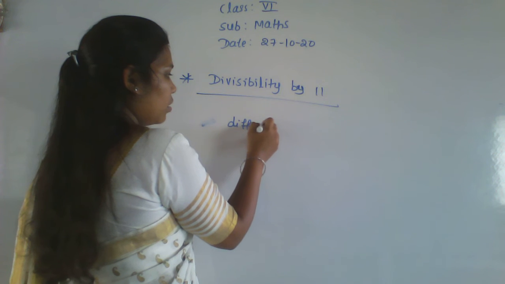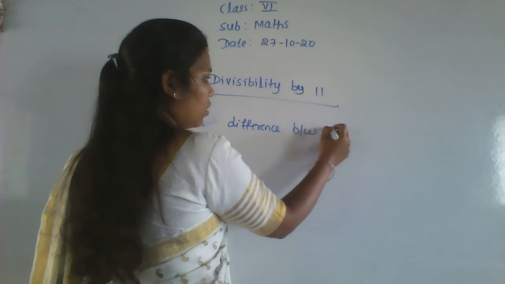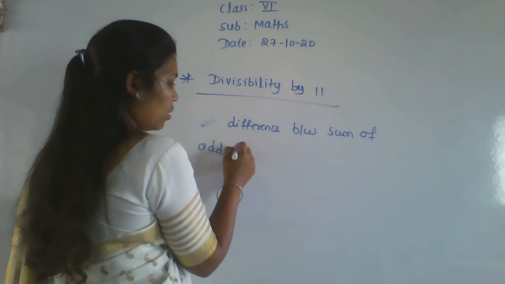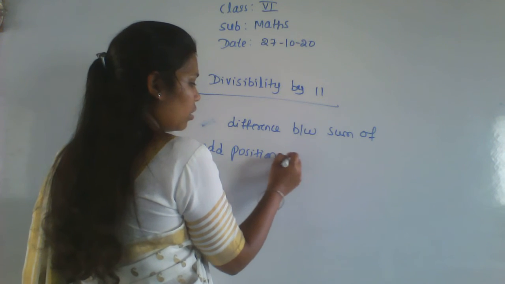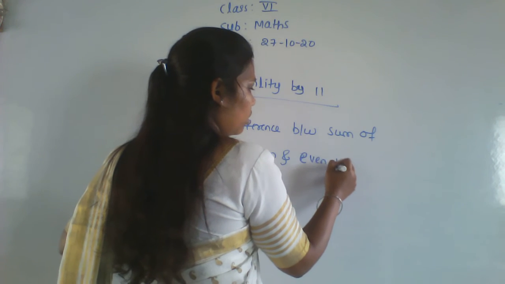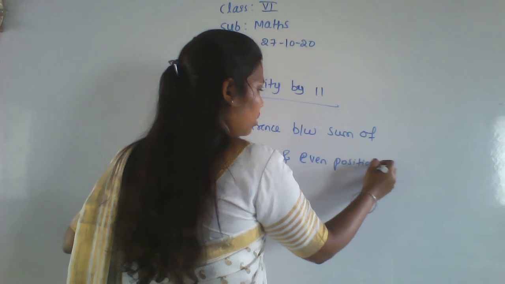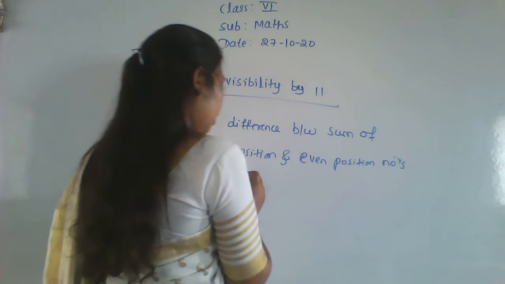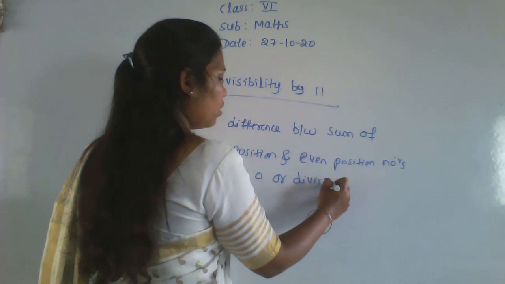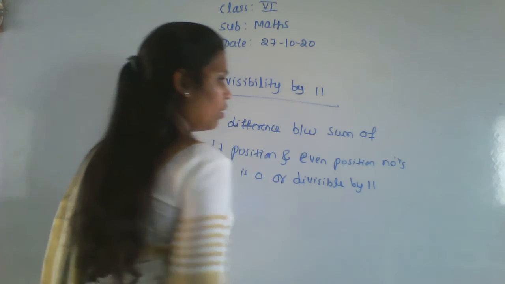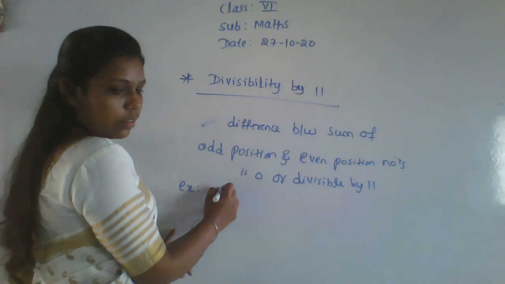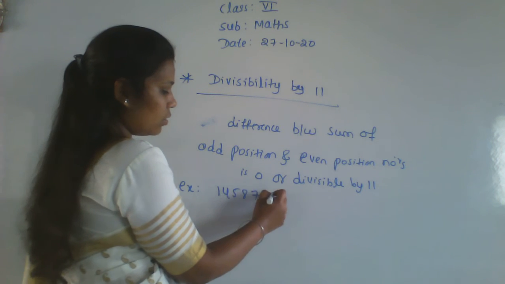Difference between the sum of the odd position and even position numbers is 0 or it is divisible by 11. Okay, I'll give an example here, the given number is 1 4 5 7 6 7.